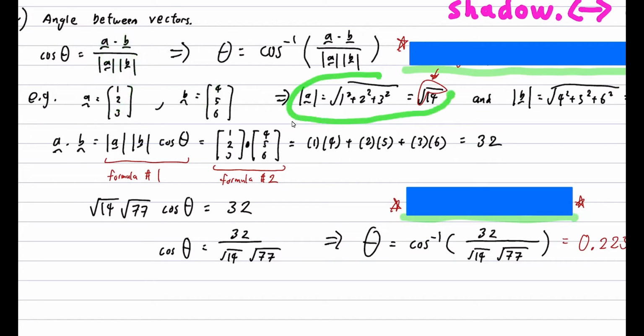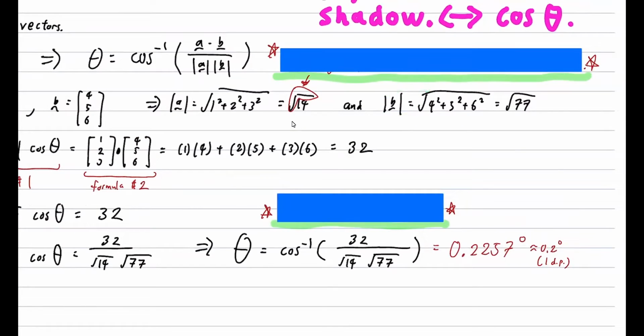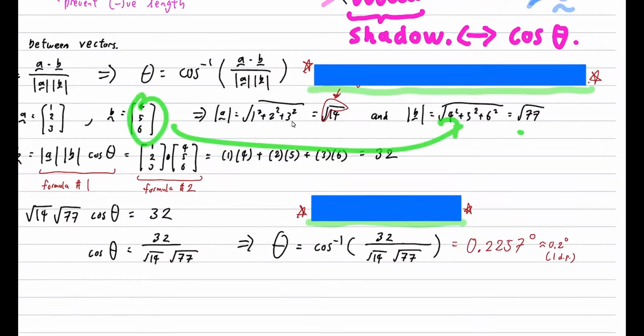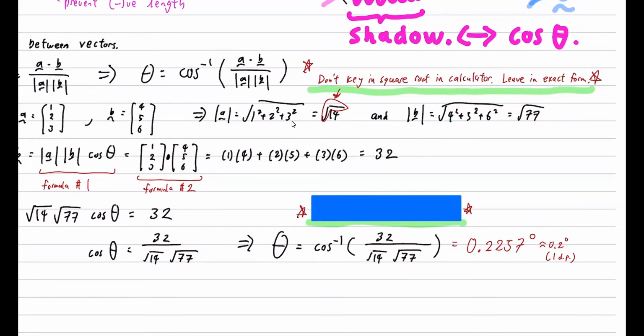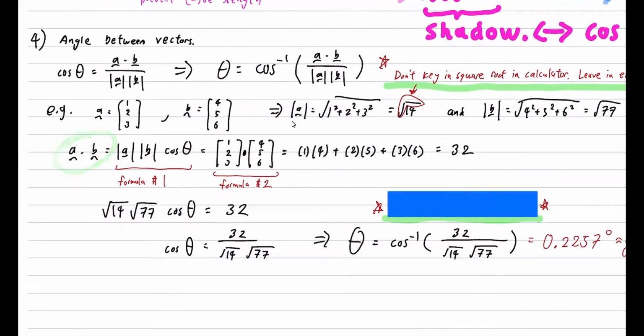Find the modulus of the first guy, modulus A, you get square root 14. And then find the modulus of the second guy, square root 4 square plus 5 square plus 6 square, then you get square root 77. A point I want to make over here is that you leave your answer in exact form. Don't key in the square root in the calculator, leave in exact form. Okay? Then continuing on, A dot B, sorry.